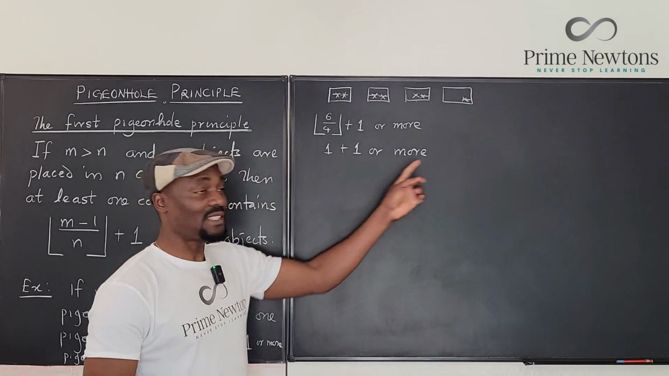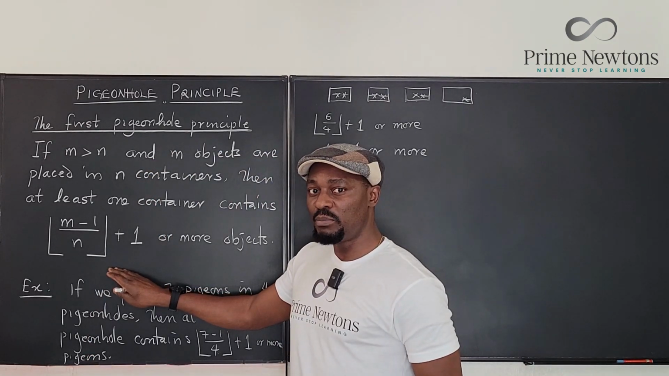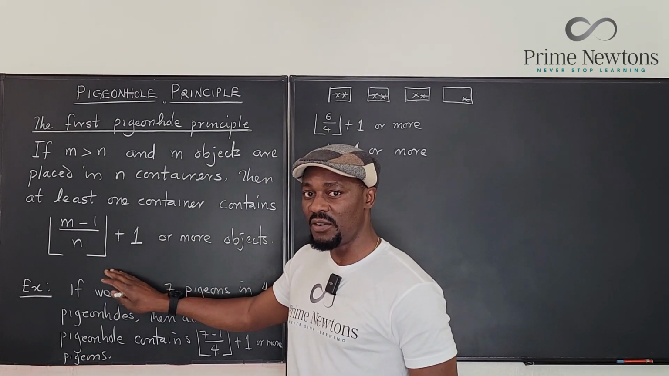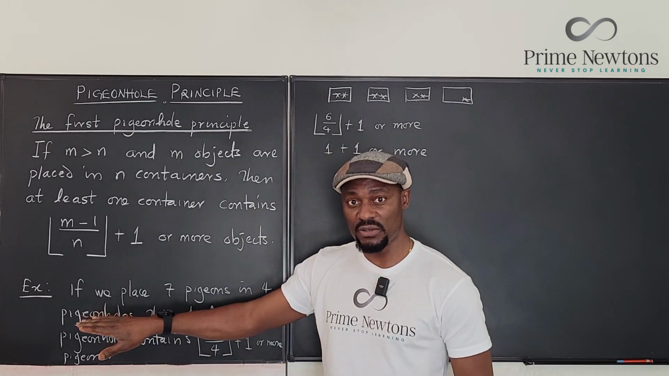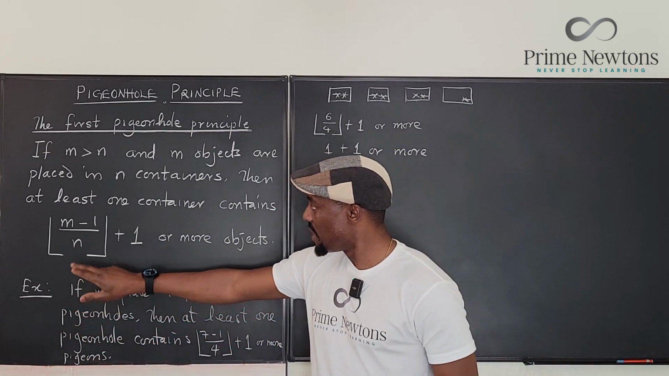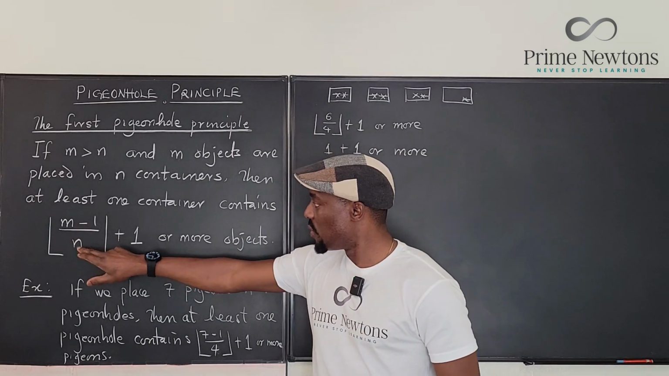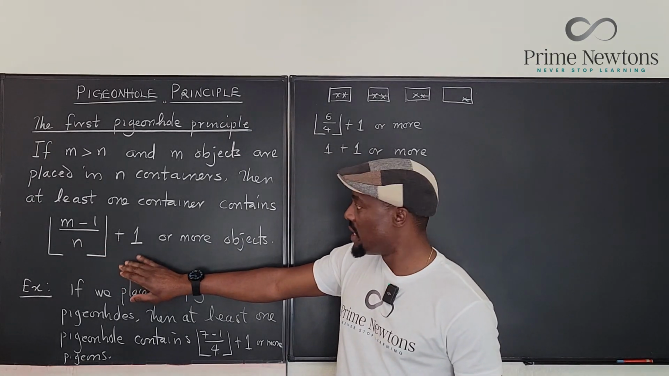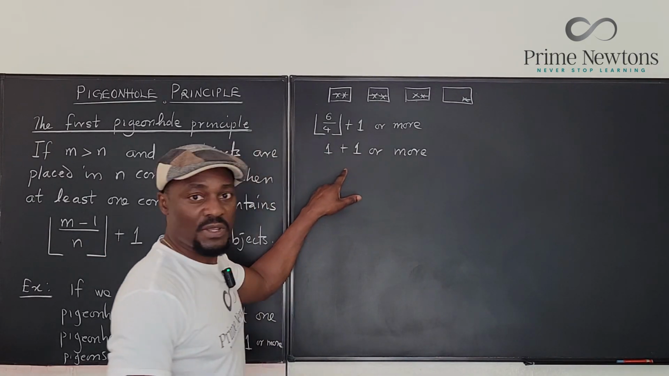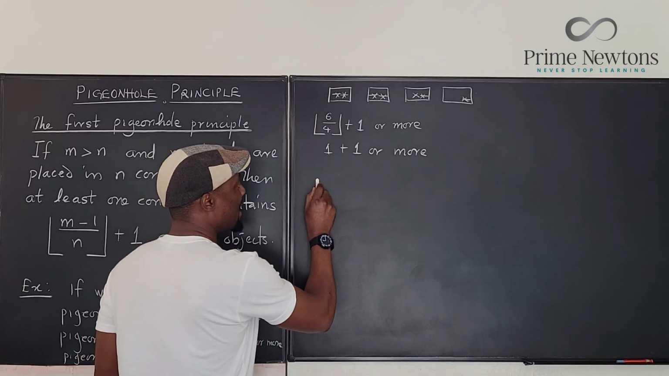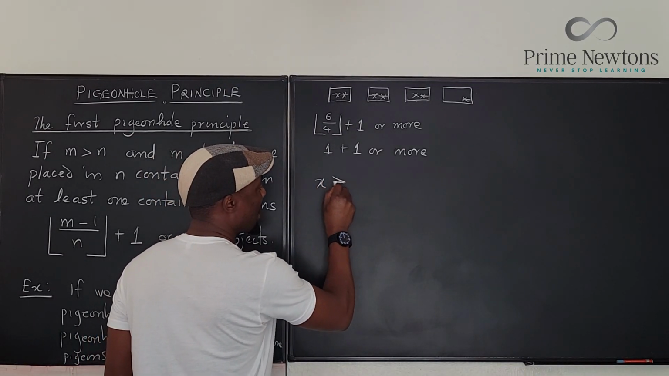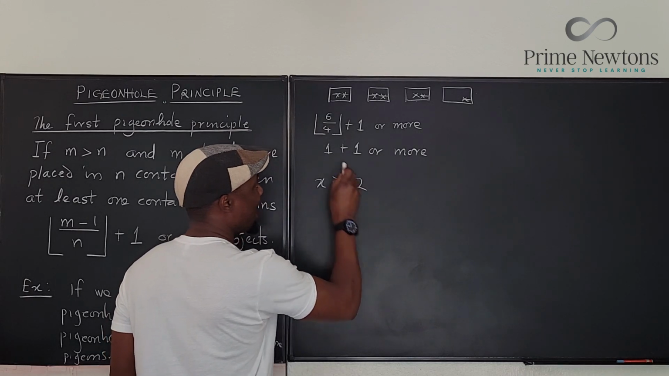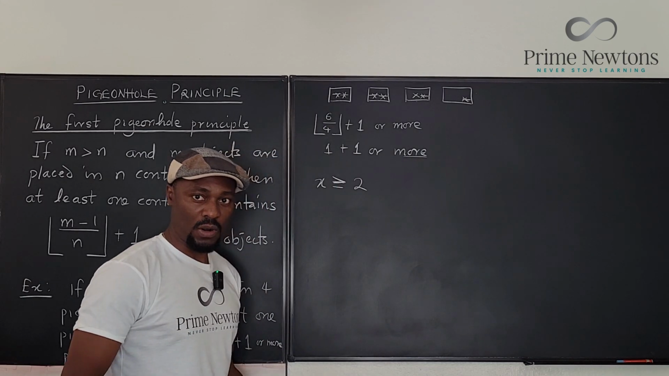Okay, so that's it. Let me put a quick proof of this in this video. Let me explain what I'm going to do in the proof. It's going to be a proof by contradiction. You see, when you do (m minus 1) over n plus 1, let's go from this consequence. So we're saying that our x will be greater than or equal to 2. That's the meaning of 2 or more.